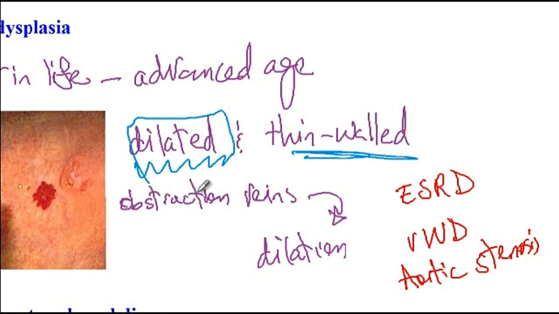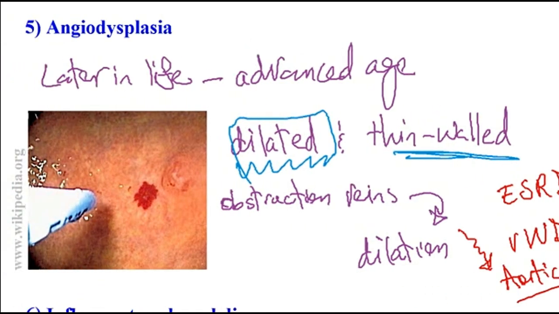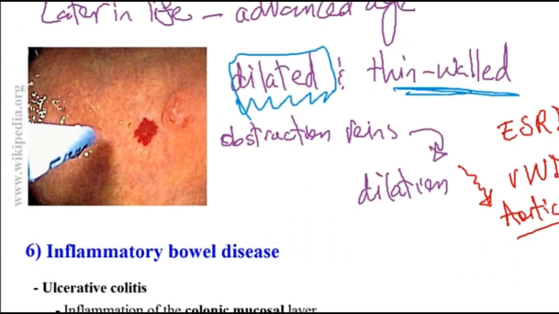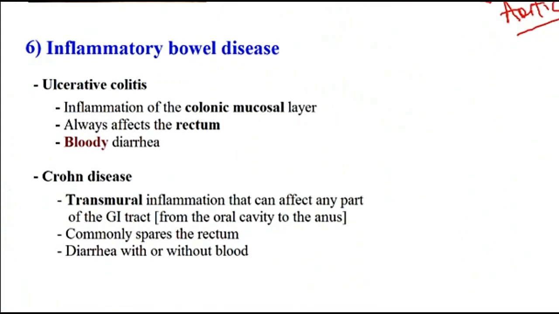And then the other question that they may ask you is what type of test should you order next? Among the answer choices they include, for instance, the echocardiogram, which can help you with the diagnosis of aortic stenosis, which is one of the predisposing factors to angiodysplasia. The next and final condition is inflammatory bowel disease, which is divided into two types, ulcerative colitis and Crohn's disease, and I have discussed these two diseases in detail in separate videos. So here I'm just going to quickly summarize.